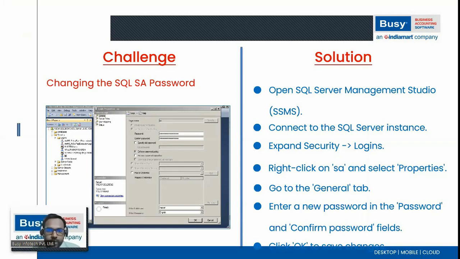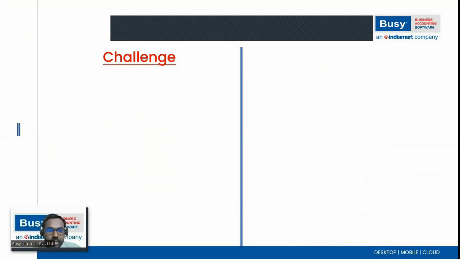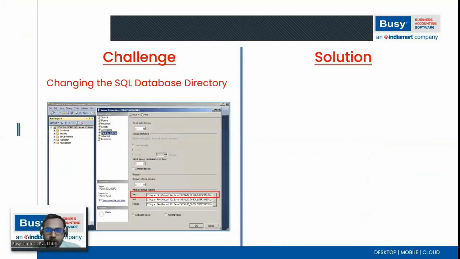The next challenge is changing the SQL database directory. The database gets installed on the C drive. The C drive is not safe for us because sometimes the data might be corrupted due to a Windows failure, operating system failure, or some hard disk crash. At that point, if you are worried about your data, you can move your data from the C drive to any other drive, D drive, E drive, etc.